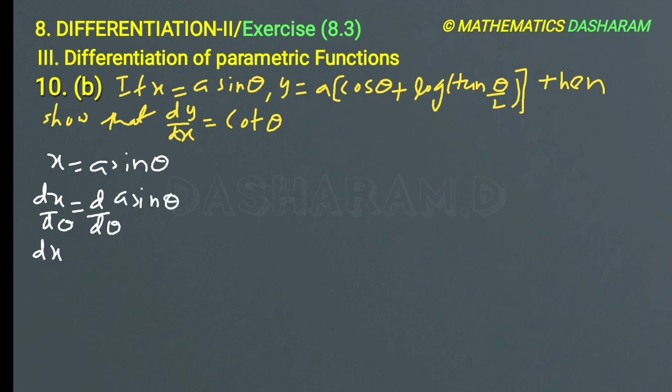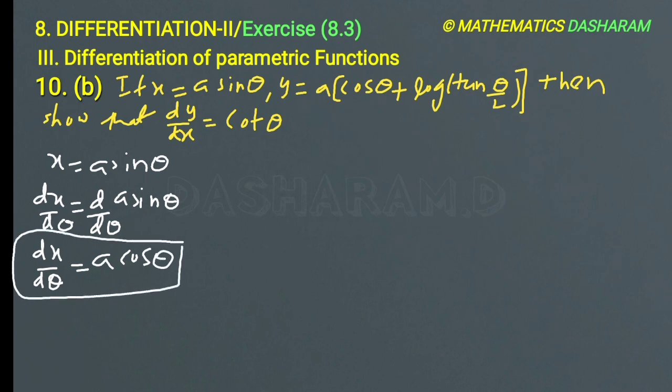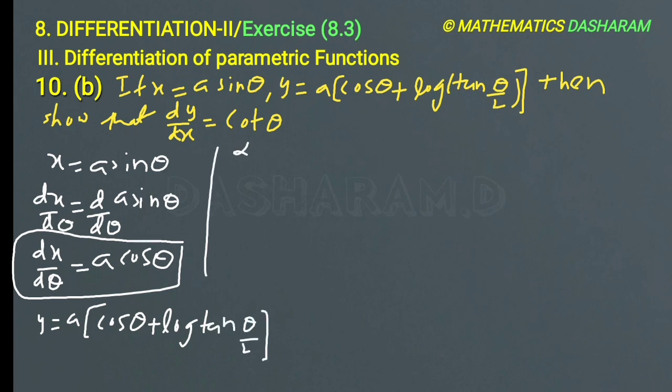So dx by d theta equals a cos theta, since a is a constant number and the derivative of sin theta is cos theta. Next, the second function is y equals a bracket of cos theta plus log tan theta by 2. Now do the derivative on both sides with respect to theta.